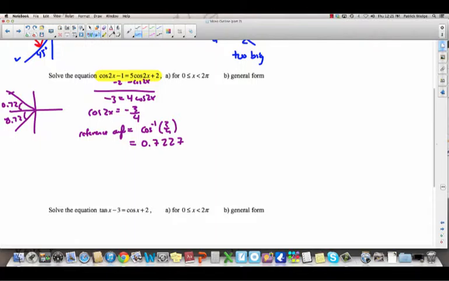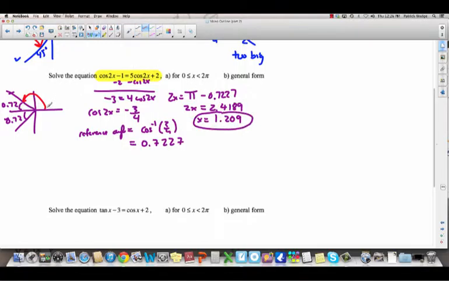If it's in this quadrant, how do we get that angle right there? We take the whole amount, which is pi, and subtract 0.7227, the reference angle. Is that how much x equals? No, it's how much 2x equals. So 2x equals that. So take your calculator and go pi, take away 0.7227, you'll get 2.4189. And then divide by 2, you get 1.209. So that's one answer.